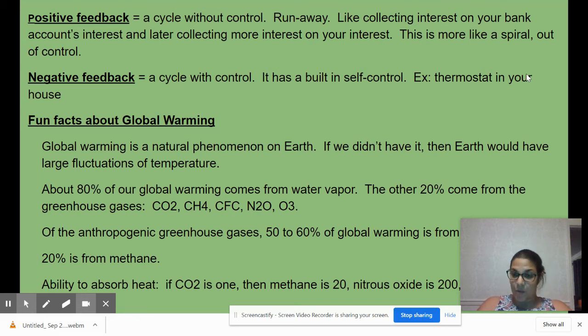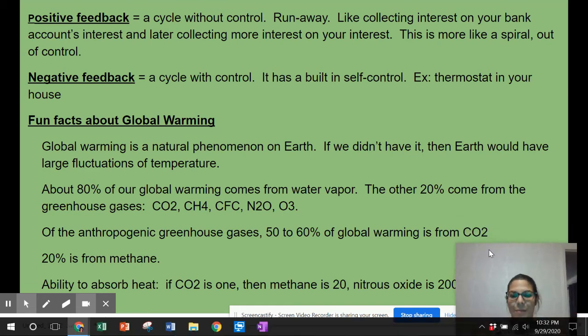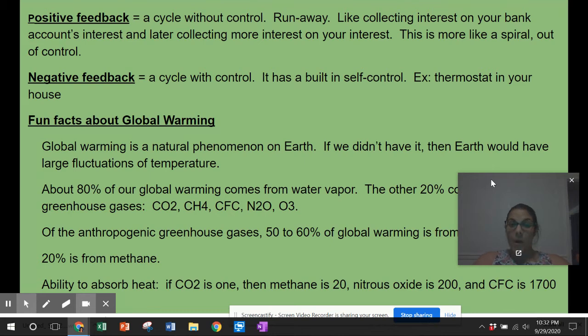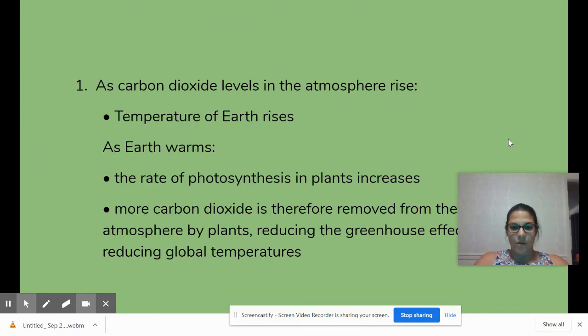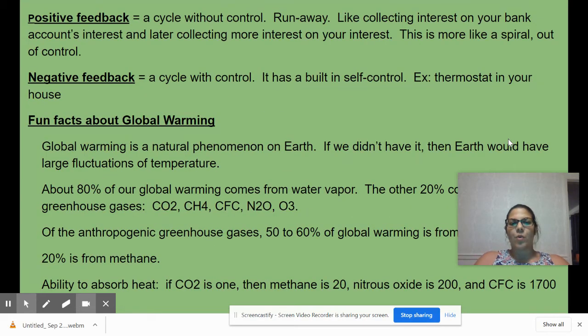Of those anthropogenic greenhouse gases, anthropogenic meaning human caused, 50 to 60% of global warming is from carbon dioxide. Okay, 20% is from methane. Now here's the thing, ability to absorb heat. If carbon dioxide absorbs like 1, methane absorbs 20. Methane is a much more potent greenhouse gas. Nitrous oxide is 200, huge, and CFC is 1700 to 7000, okay, which is hidden back there.